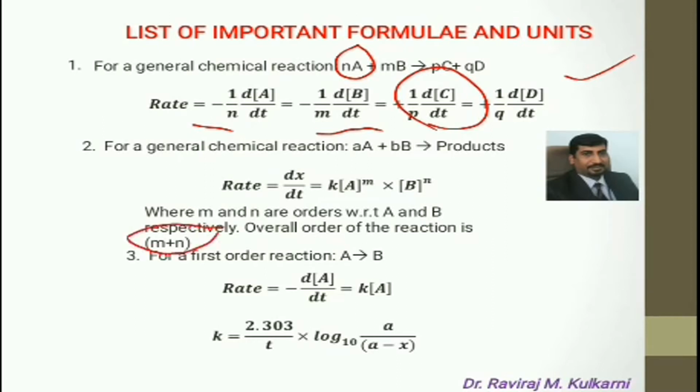For a first order reaction, A giving B, rate is given by, so A is disappearing, so minus dA by dt. That is equal to K into concentration of A. For first order reaction, rate constant is given by K is equal to 2.303 over t into log to the base 10 of a by a minus x. This is a very important formula.